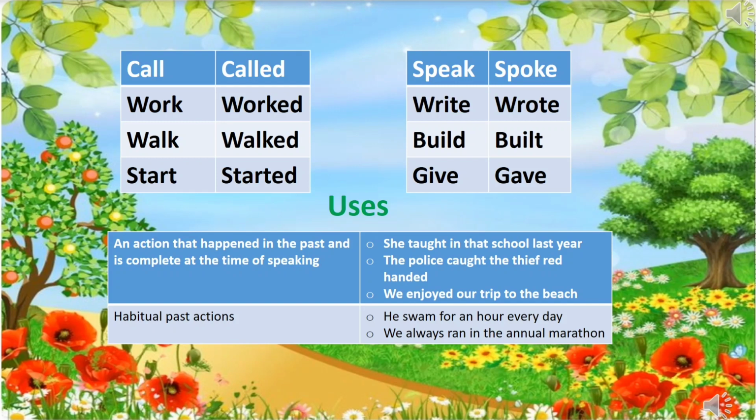First of all, an action that happened in the past and is complete at the time of speaking. For example, she taught in that school last year. The police caught the thief red-handed. Or we enjoyed our trip to the beach, and so on. In a second situation, we use simple past tense in order to show the habitual past actions, like he swam for an hour every day. We always ran in the annual marathon, and so on.